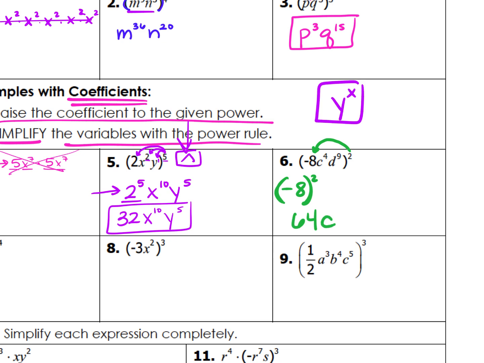All right, then we get c to what power? To the 16th. Not 16th. Oh, to the 8th. To the 8th, yep. Multiply those, 4 times 2. So c to the 8th. And then d to the 18th. Multiply those. That's your final answer.